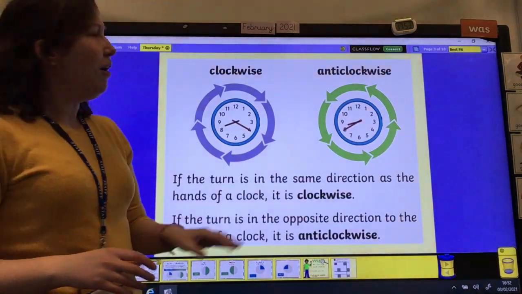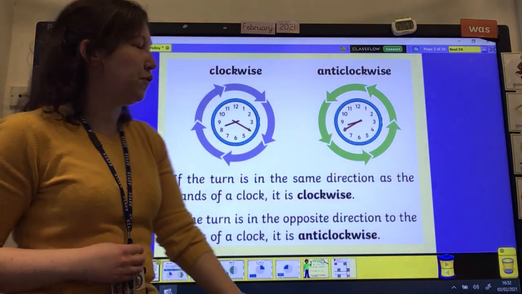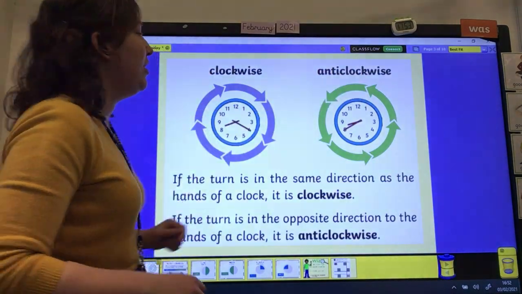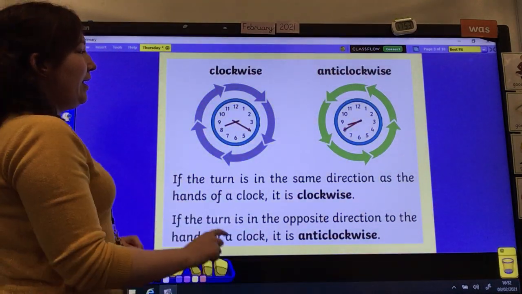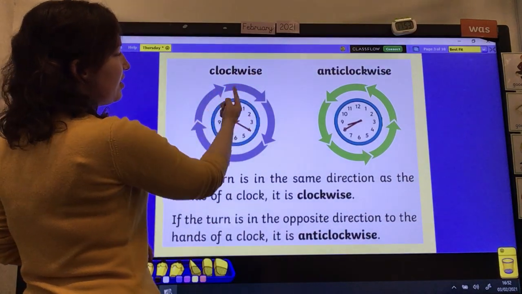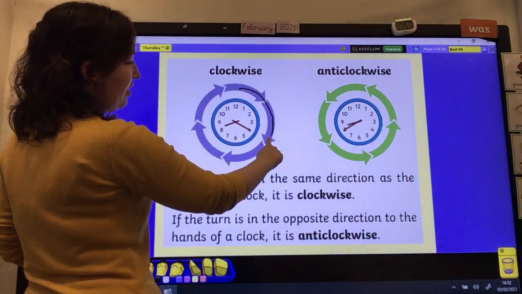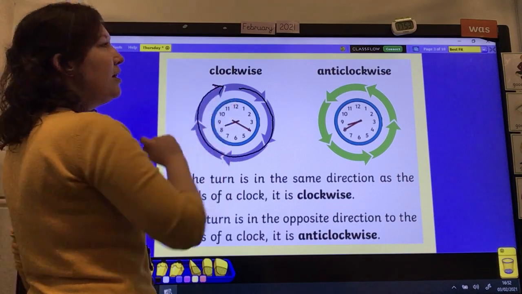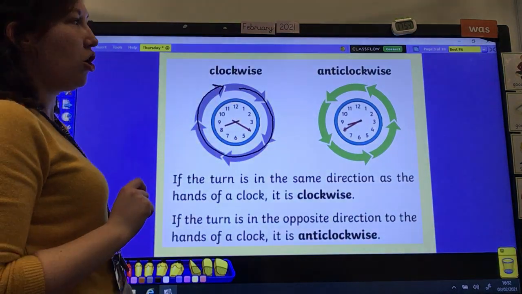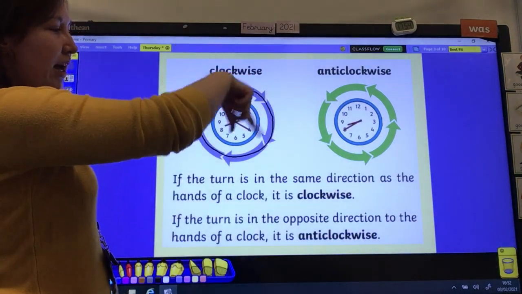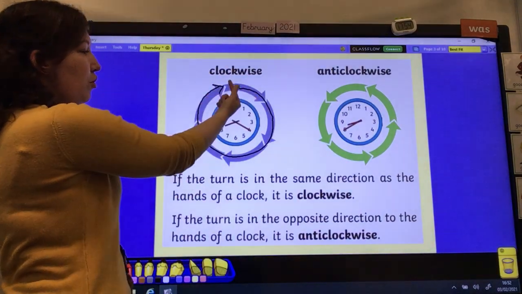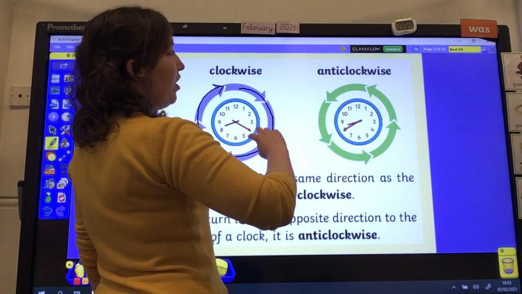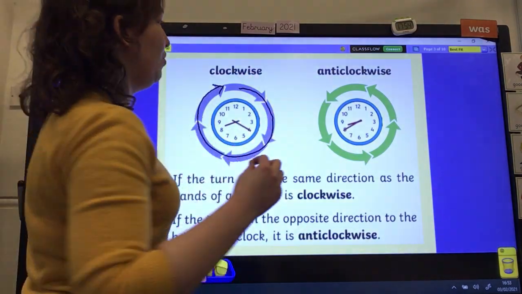Then some other vocabulary that might be useful today is clockwise and anti-clockwise. So clockwise is when something turns the same way that a hand does on a clock. So it would go this way round. So maybe you could go and have a look at a clock, see it ticking, watch the hand go round, and it goes clockwise. Now anti-clockwise is a word that goes the opposite way round to a clock.